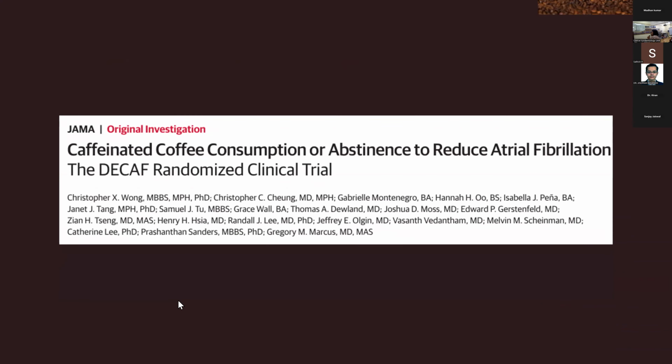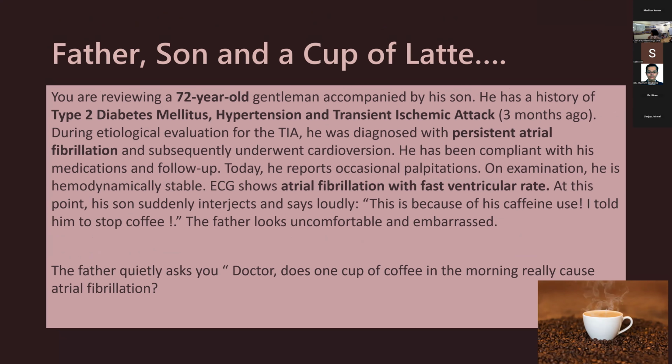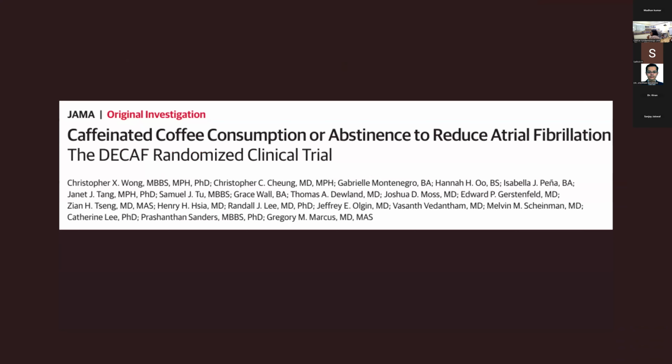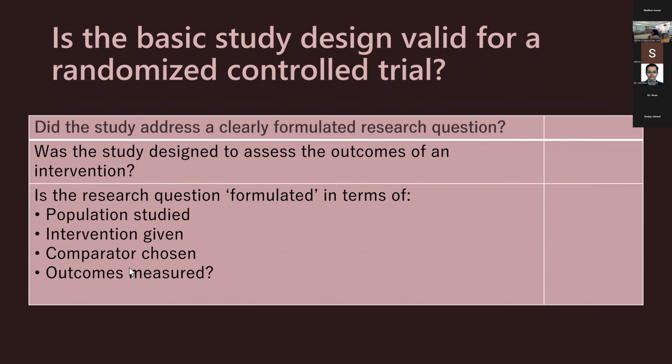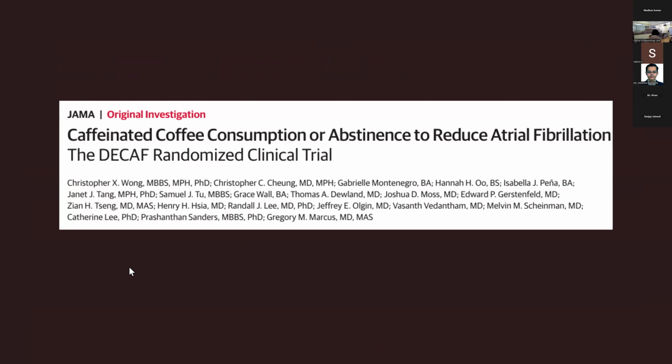So for this, we have this question: does coffee really trigger atrial fibrillation? To answer this, I looked at this study, caffeinated coffee consumption or abstinence to reduce atrial fibrillation, the DECAF randomized clinical trial. To look at this trial, first we would look into the validity of the study using the CASP questionnaire. Then we will go on to assess the pragmatism using PRECIS-2. Then we'll look at the results.